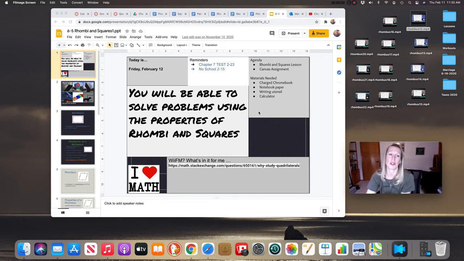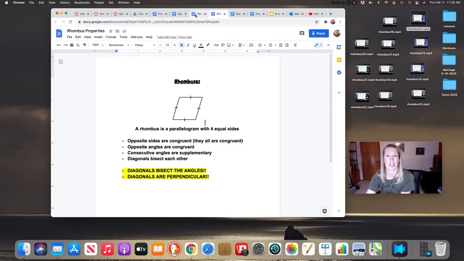Today we're going to learn about rhombuses and squares. So we've already learned about rectangles, which I'll remind you about, and then we'll do rhombuses and squares. So I took a lot of time and made different cheat sheets.